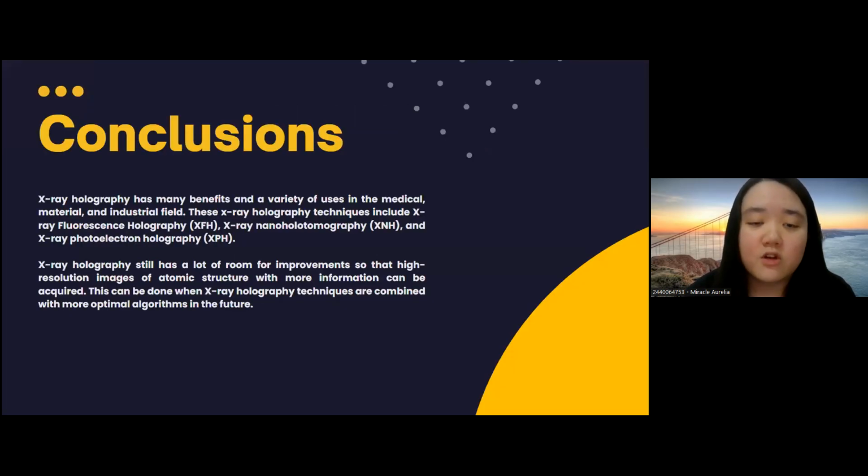And last chapter is the conclusion. So it can be concluded that X-ray holography has many benefits and a variety of uses in the medical, material, and industrial field. These X-ray holography techniques include X-ray fluorescence holography, X-ray nanoholotomography, and X-ray photoelectron holography. X-ray holography still has a lot of room for improvement so that high-resolution images of atomic structure with more information can be acquired. This can be done when X-ray holography techniques are combined with more optimal algorithms in the future.